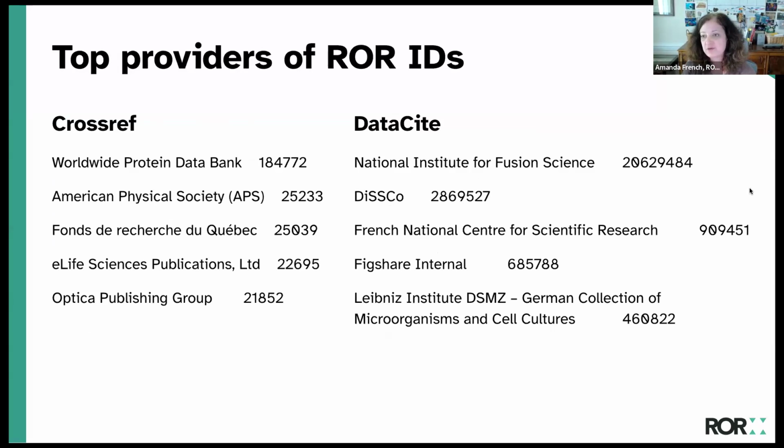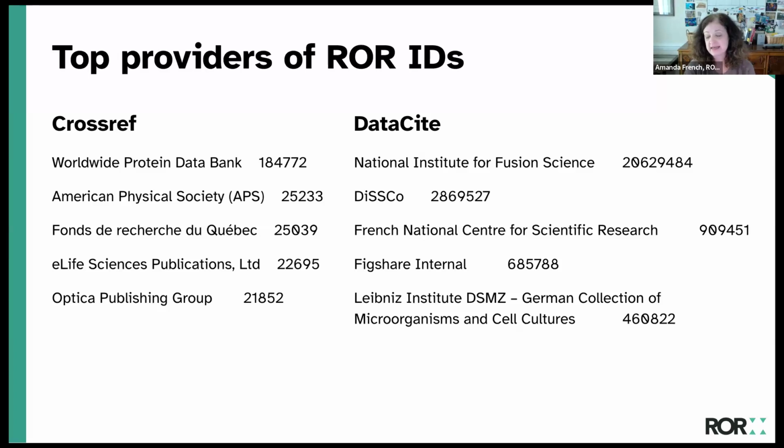And then I just thought I would do a quick and dirty rundown of the top 5 providers of ROR IDs. So with Crossref, this is actually a Japanese organization, Worldwide Protein Data Bank. They, in fact, presented at the Japanese Open Science Summit that I mentioned earlier. And they are registering data sets with Crossref, as a matter of fact, and using ROR IDs to identify organizations. American Physical Society, wonderful publisher, the top scholarly publisher using ROR IDs. Fonds de Recherche du Québec, from whom we are going to hear very shortly. eLife Sciences, which, as I mentioned, is also using V2 of ROR. And then Optica Publishing Group, another wonderful scholarly publisher who has wonderful metadata.